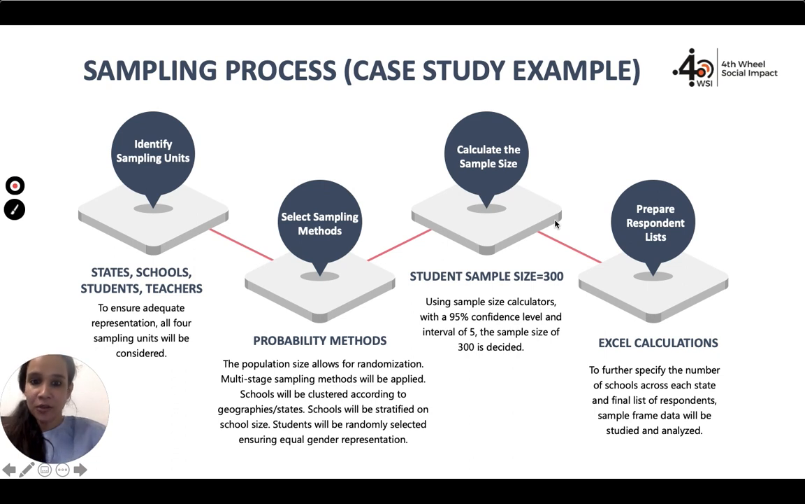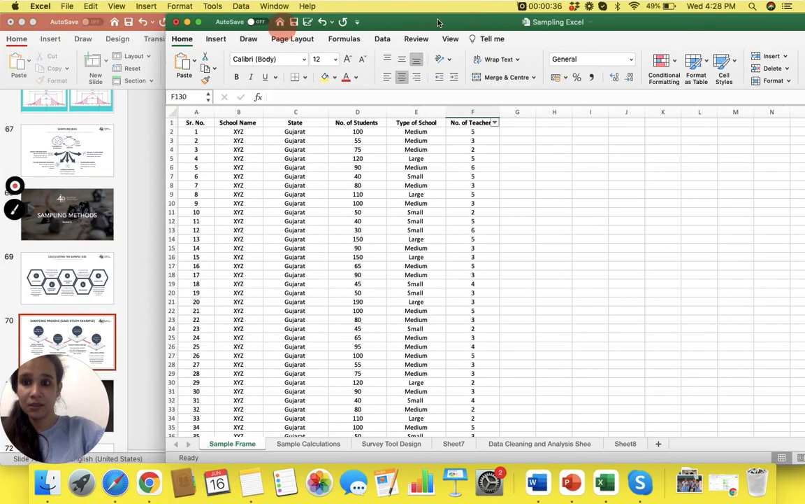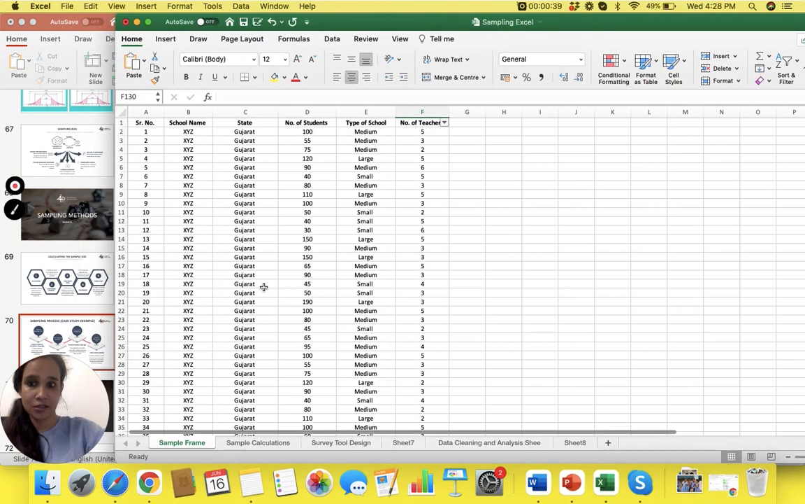So I'm going to now quickly share an Excel sheet which will take us through identifying different sampling units and looking at data and how it should be prepared while starting to identify your sampling size and then your sampling methods, and of course then actually deciding who you're going to be speaking to. So let's look at a typical Excel sheet, right?